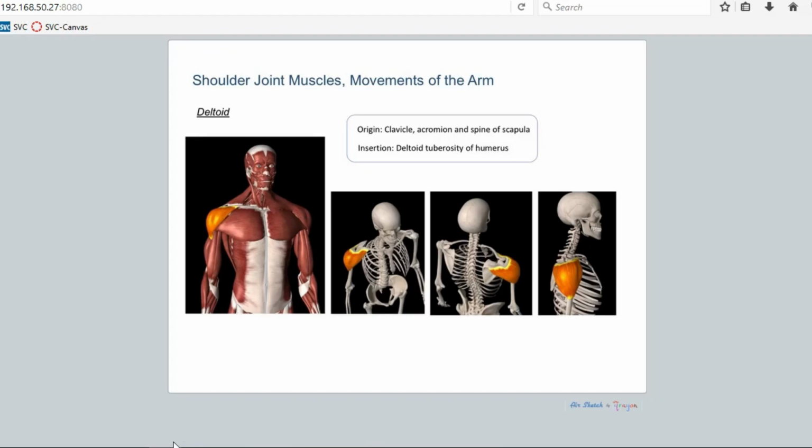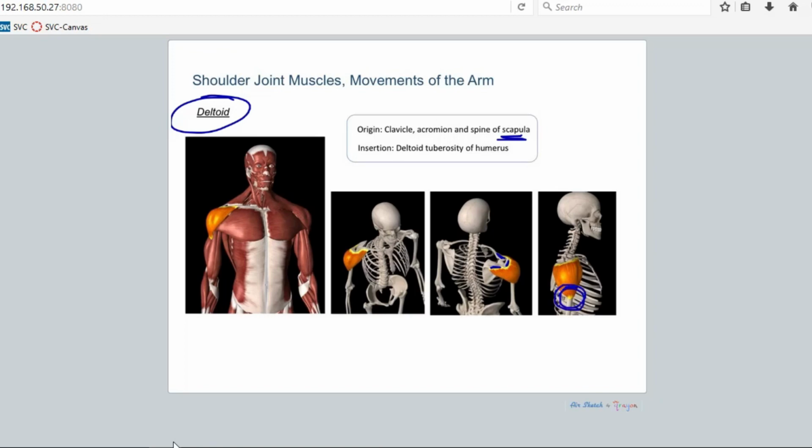Continuing on with these shoulder joint muscles, here we have the deltoid. The origin for the deltoid is the scapula. In particular, we start over here. Actually, we have the clavicle, and then we have the acromion process and the spine of the scapula. So these are all the origins, and then the insertion is on the humerus here.